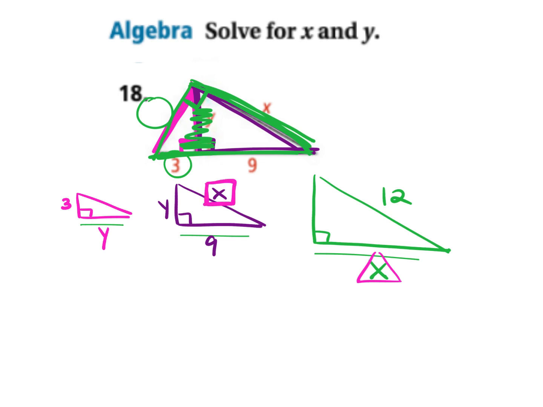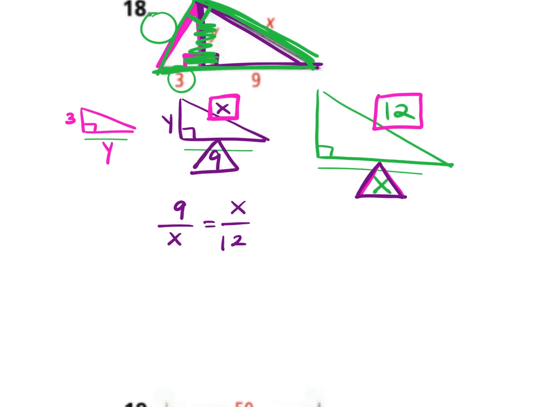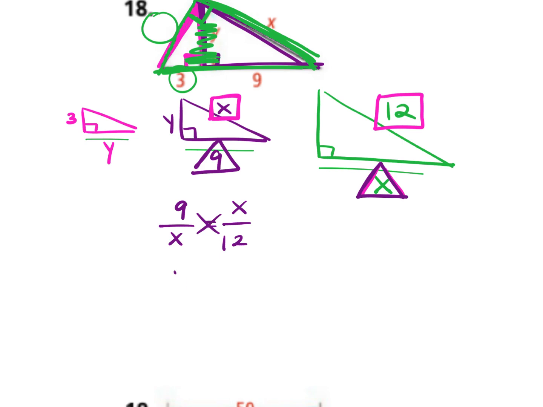This is the hypotenuse, so that's got to correspond to the hypotenuse. This is the longer leg, so that needs to correspond to the longer leg. Okay, so I'm going to set this up. Longer leg over longer leg equals hypotenuse over hypotenuse. From there we can cross multiply. So x squared equals, that's 108, I believe. Yeah. And then we take the square root of that.